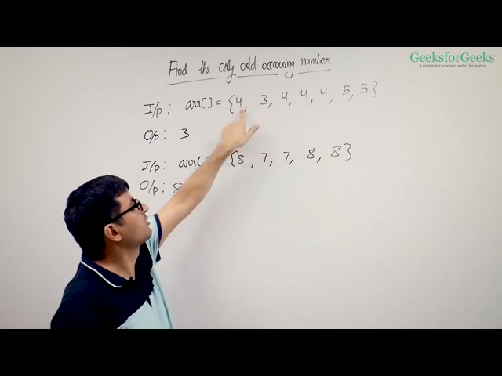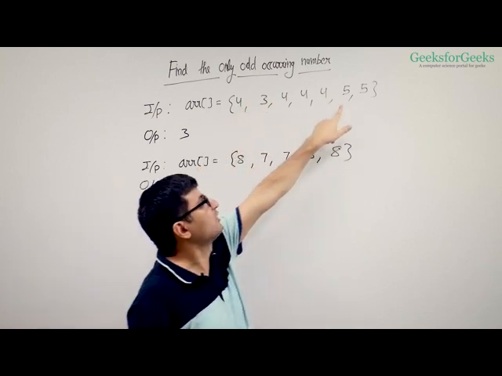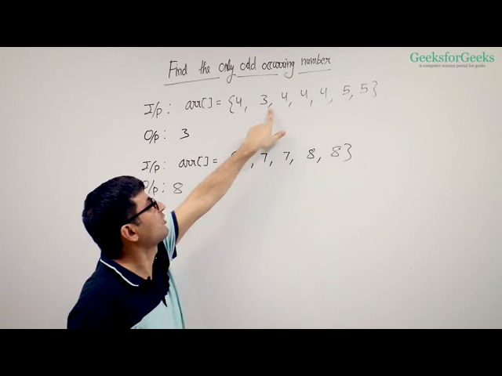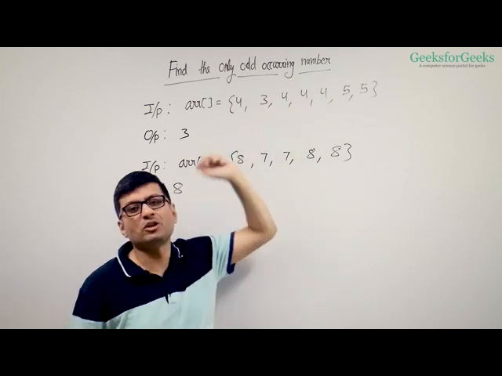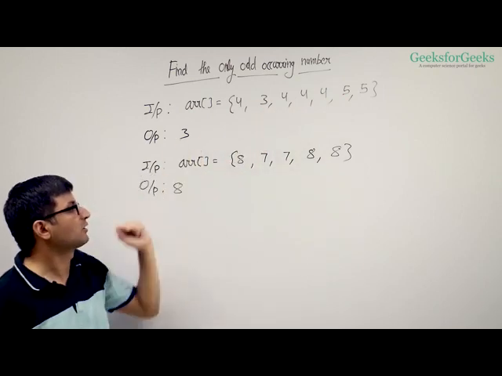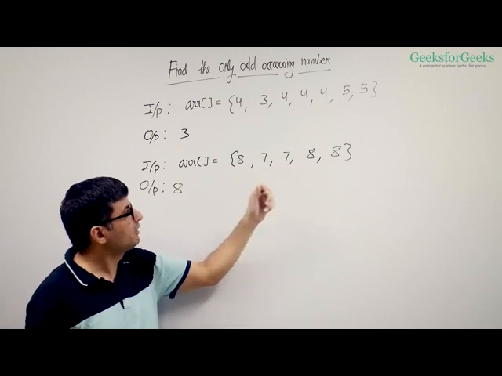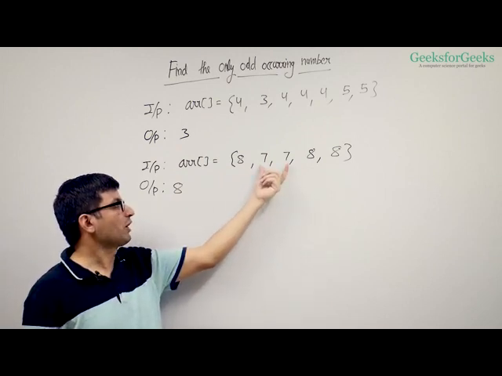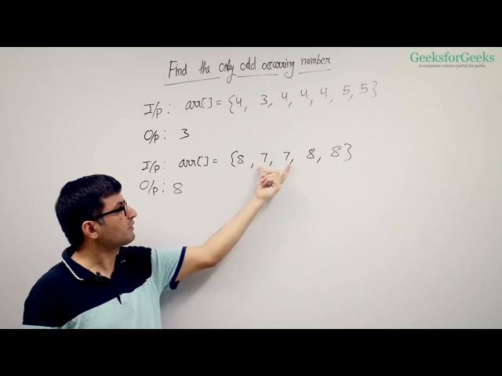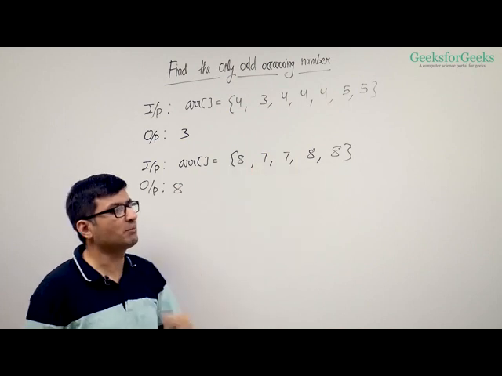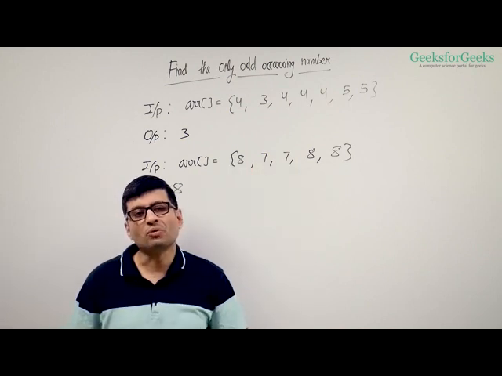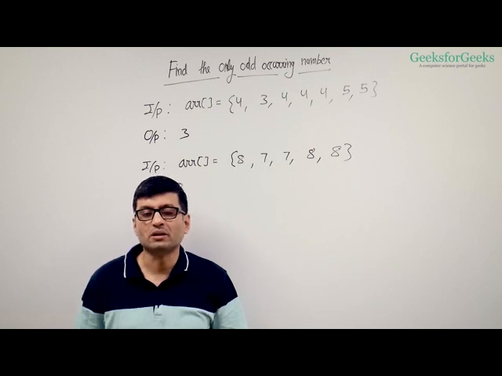Right? The occurrence count for this is even, the occurrence count for this is even. The only number which is odd occurring is 3. So we need to print this as an output. If we see this example, we have one number 7 which appears an even number of times, and then there is a number that appears an odd number of times. So we need to print 8 in this example.